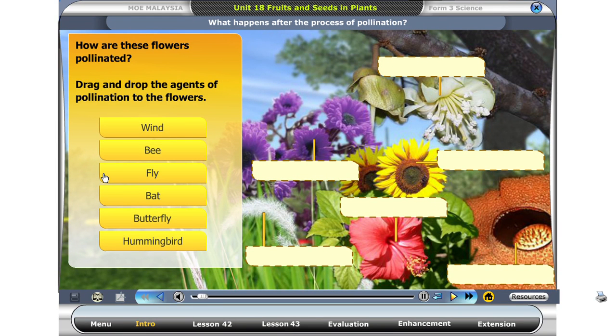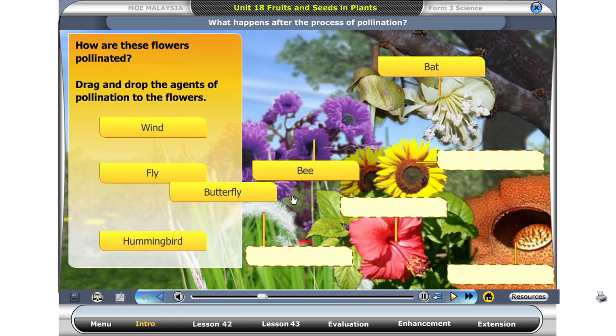You have learned that pollination is the transfer of pollen grains from the anther to the stigma. Some plants need pollinating agents to transfer the pollen grains. Drag and drop the agents of pollination to the flowers.